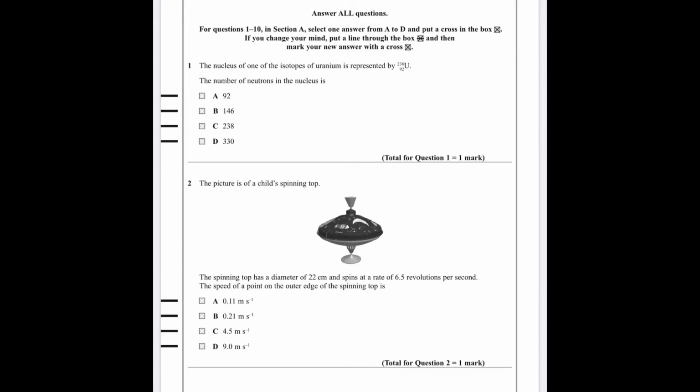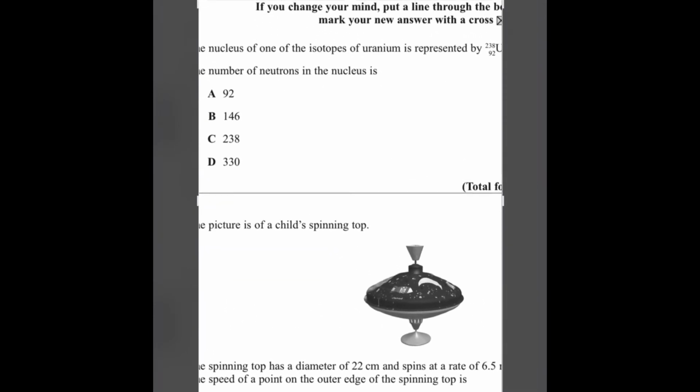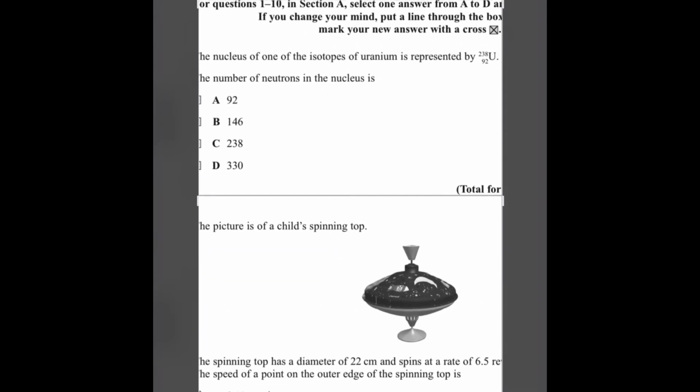Number 1. The nucleus of one of the isotopes of uranium is represented by U-238, 92. The number of neutrons in the nucleus is, so here what we have is an atom of uranium which has a nuclear number of 238 and a proton number of 92. So we know that nuclear number equals proton plus neutron. This is the nuclear number, this is the proton number.